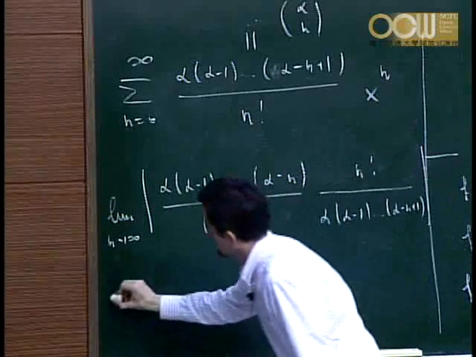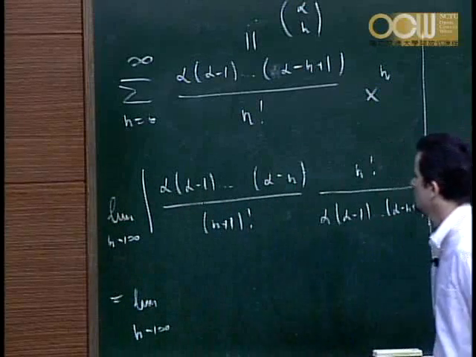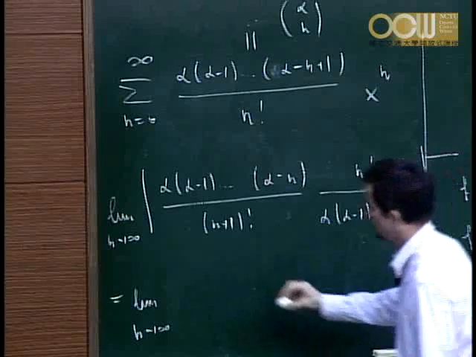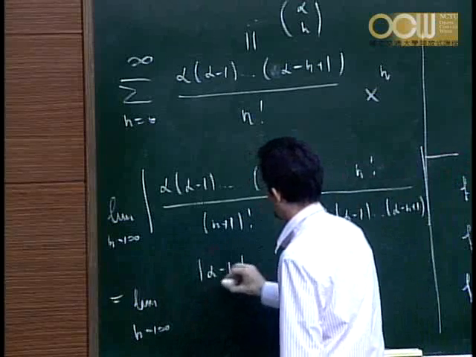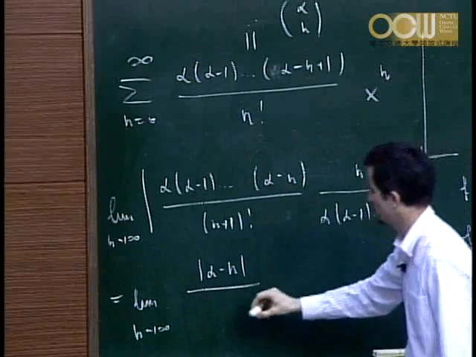So this is the limit as n tends to infinity. Now we have the absolute value of alpha minus n over, so only this one is left, and here we have n plus 1.